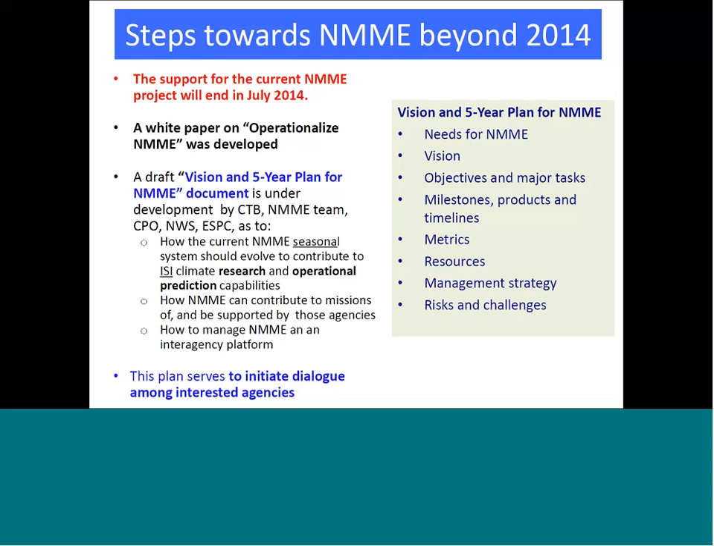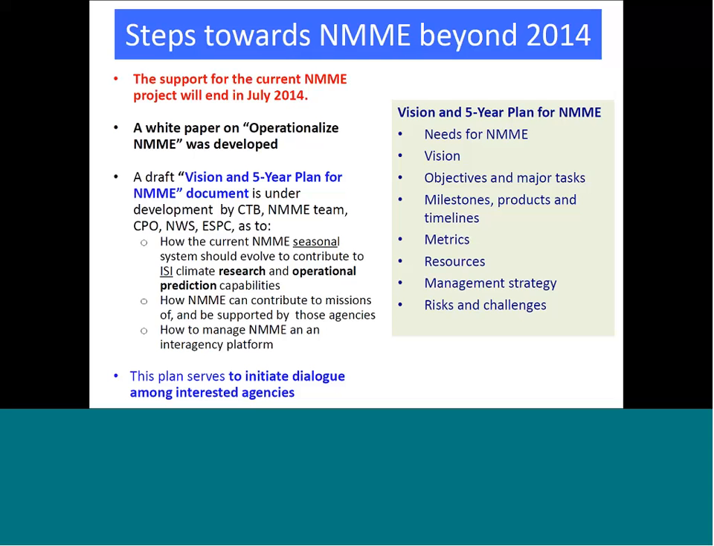Based on this white paper, we also recently developed a document called Vision and a 5-Year Plan for NMME, which was developed by CTB and some key members from the NMME team, the Climate Program Office, the Weather Service, and the ESPC, which stands for Earth System Prediction Capability. The purpose of this document is to initiate a dialogue among interested agencies to see how the current NMME seasonal forecast system works. Currently NMME is a seasonal forecast system, where we make a forecast every month.